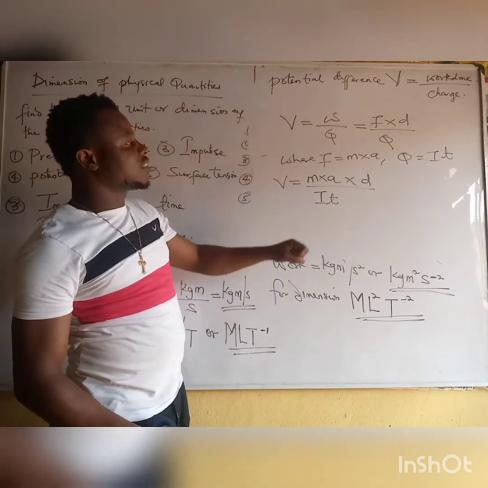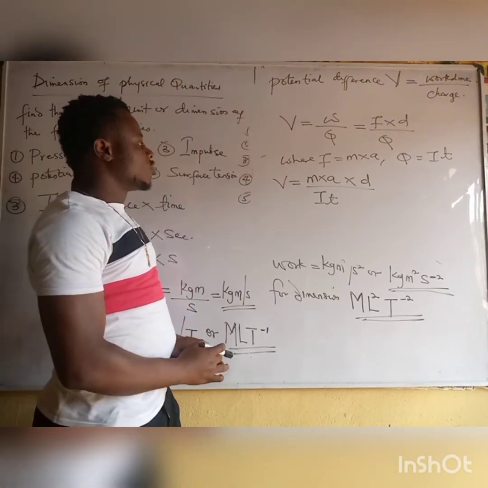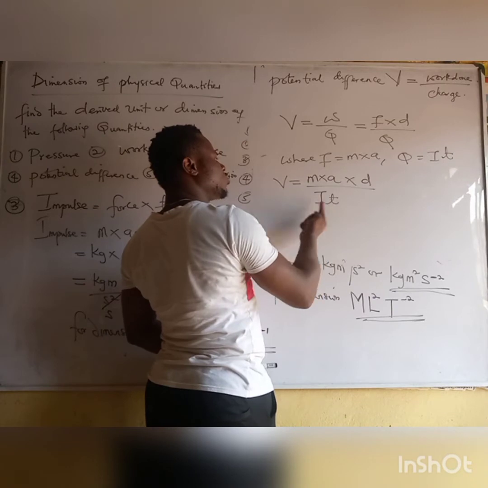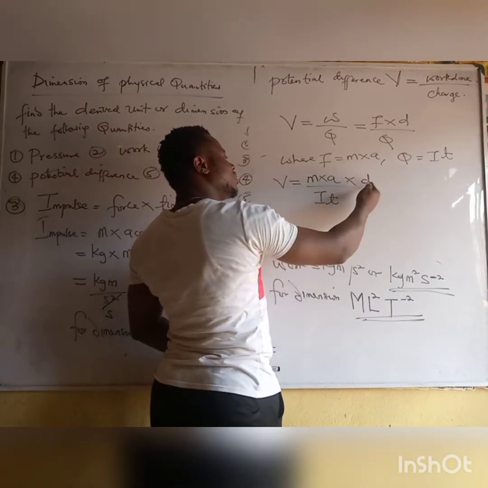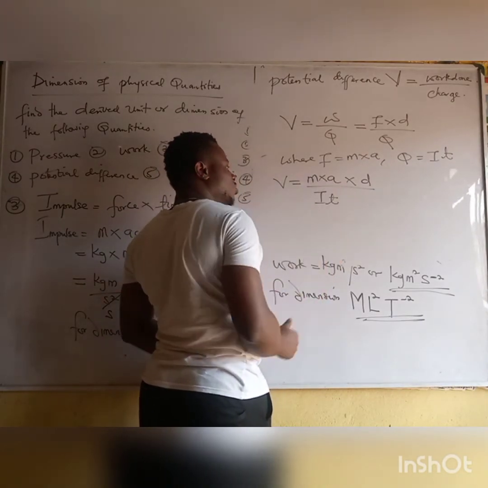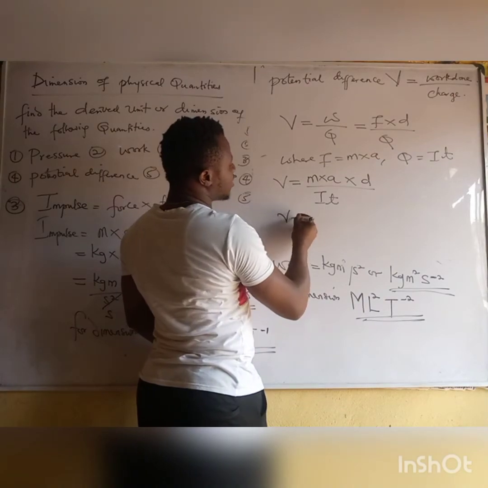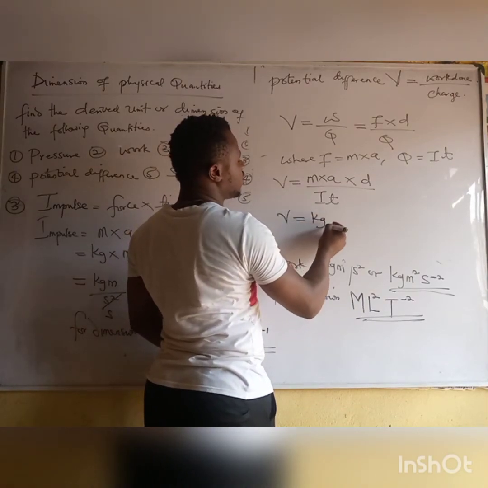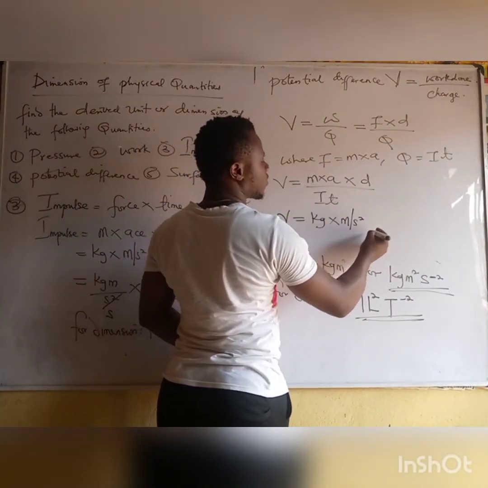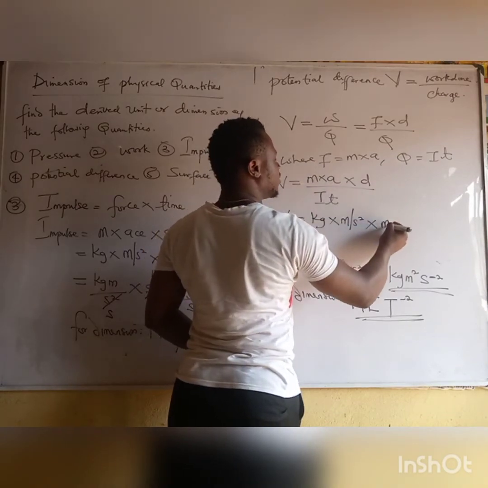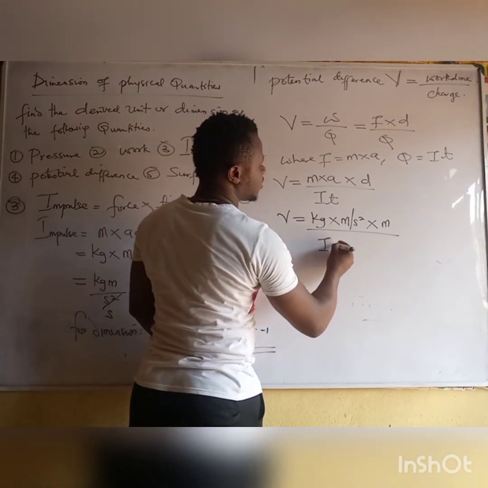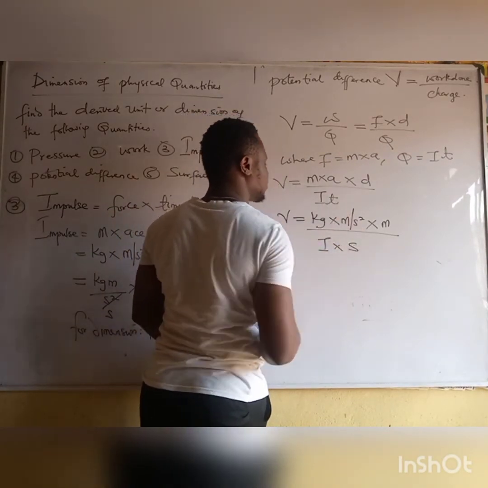We are trying to express everything in fundamental units. So therefore, we are changing this particular thing to fundamental. Current is one of the fundamental. Time is fundamental. Mass is fundamental. Distance is fundamental. But acceleration is not fundamental. So we need to convert this acceleration to fundamental. So to convert it now, potential difference is equal to kg times the acceleration, which is meter per second square, times the distance, which is meter, all over current times the time, which is seconds.